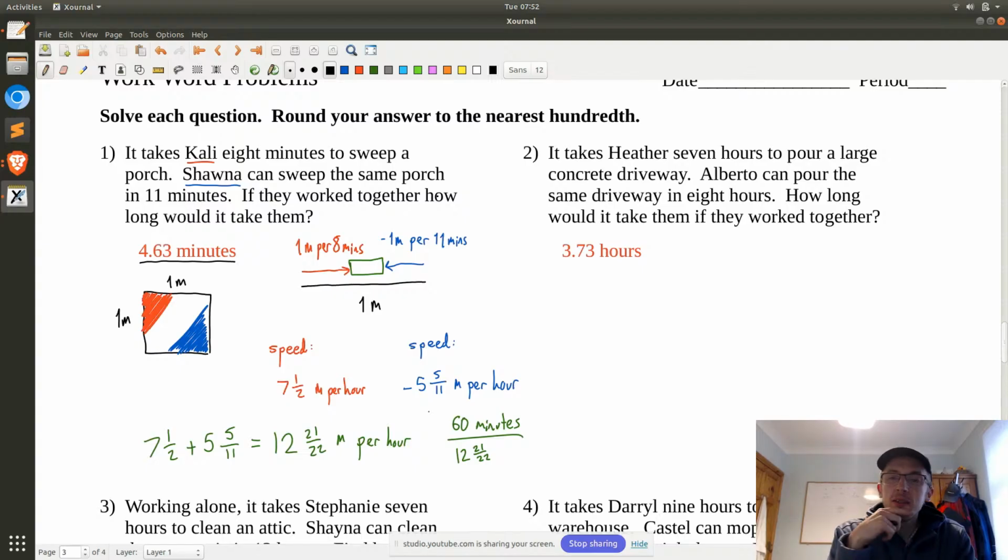So, problem 2. It takes Heather 7 hours to pour a large concrete driveway. Alberto can pour the same driveway in 8 hours. How long would it take them if they work together? So it's like the same deal, but different numbers.